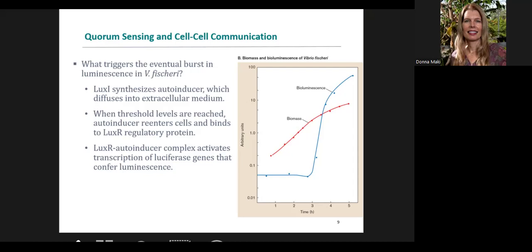So they say it's cell density dependent. You have to reach a certain level or a certain population before you will have enough of the chemical signal flowing back in and binding to the regulatory protein and shifting gene expression.